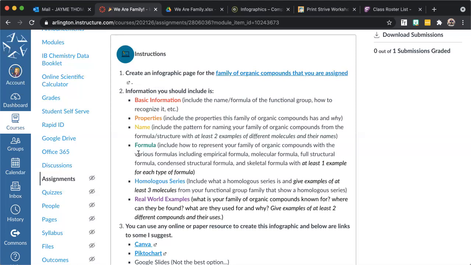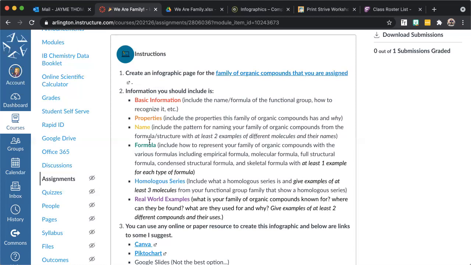For name and formula, these might go together. It depends on how you want to set it up. For name, you want to include the pattern for naming it. If you're given the formula structure, a picture of the chemical structure, how would you write the name for your family of organic compounds? And you want to have at least 2 examples, 2 different molecules, showing how you write their names from the structure.